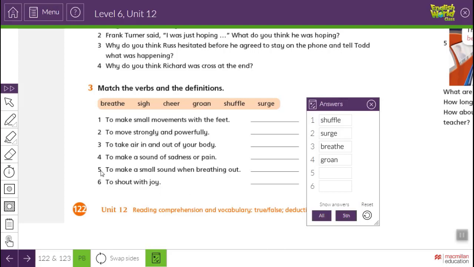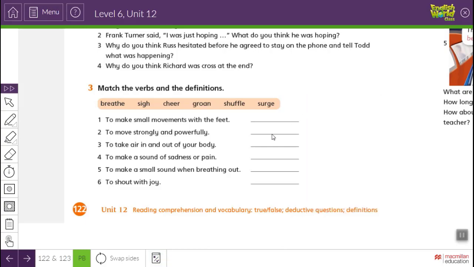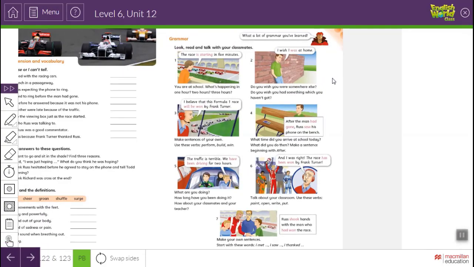Number 5. To make a small sound when breathing out, yes, the word is sigh. Number 6. To shout with joy, yes, the verb is cheer. Next exercise on page 123. In fact, in this page, we're going to revise all the grammar that you studied in the last units. What a lot of grammar you have learned.